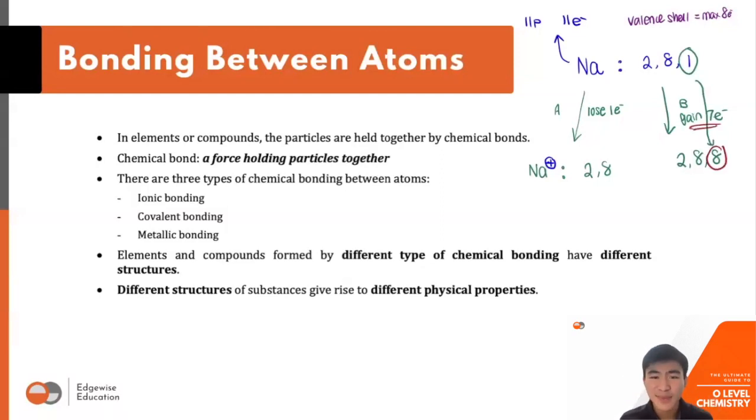Now, can anybody tell me, type inside the chat, A or B, which one is the one sodium is going to do? A or B? Are they going to throw away 1 electron, or are they going to find 7 electrons from somewhere?